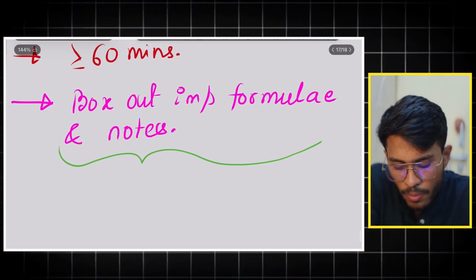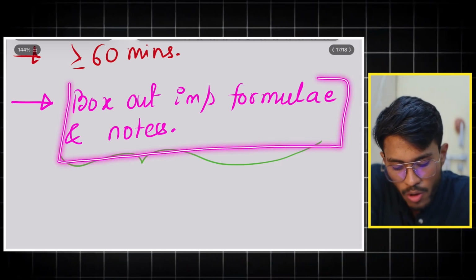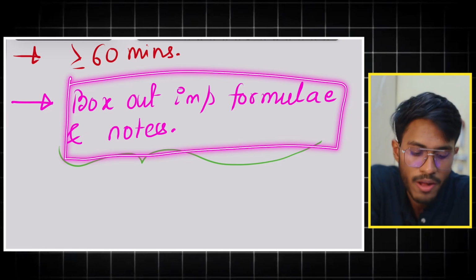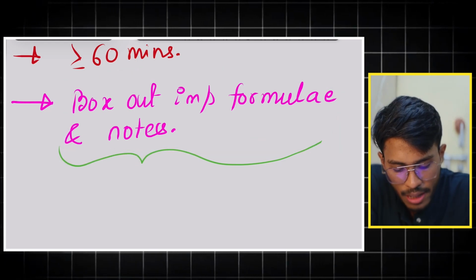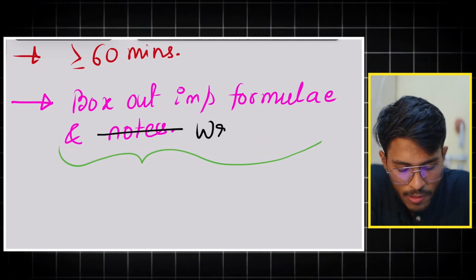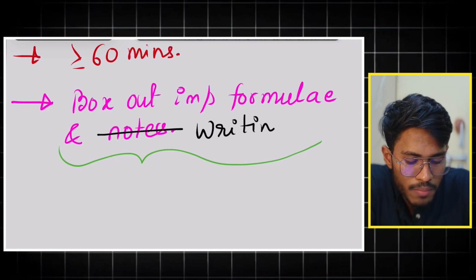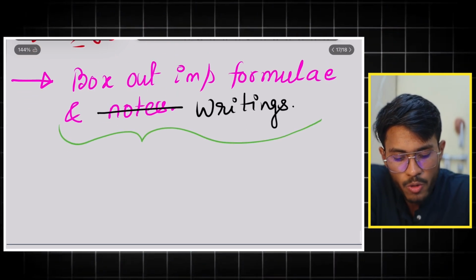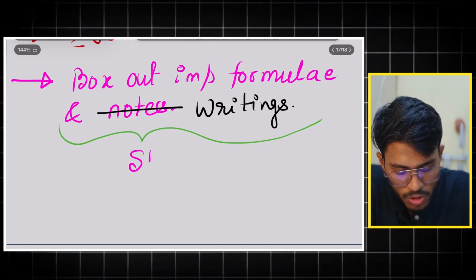Okay. Now the last point is what I talked about when I was showing my notes: box out important formulae, and write here important writings, maybe one or two lines. This will make your notes act like a short note.